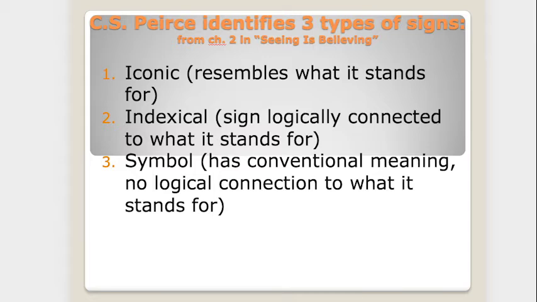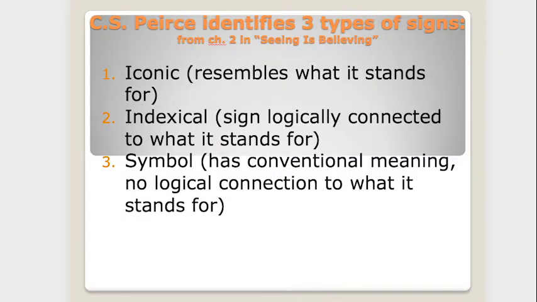A famous linguist, C.S. Peirce, identifies 3 different types of signs that humans use frequently. An icon, or an iconic sign, resembles what it stands for. A portrait on the wall resembles the person that it's portraying. An indexical sign, or an index, has a logical connection to what it stands for. A symbol is a sign that only has conventional meaning. There's no logical connection to what it stands for. We have to learn the meaning of symbols.